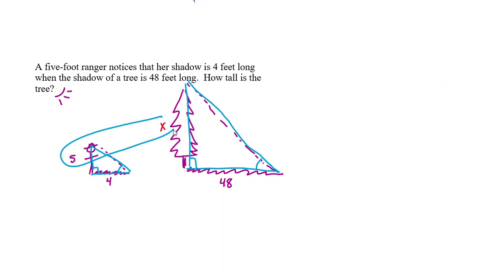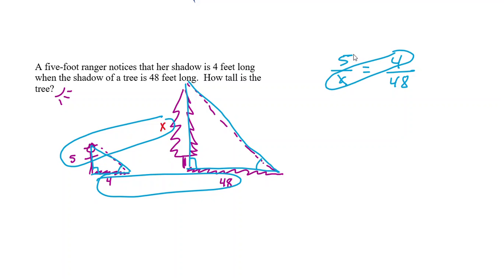And that's what we're going to do here. So we've got 5 matches up with x, 4 matches up to the 48, and so 5 over x equals 4 over 48. We would imagine x to be a little bit taller than 48. We will see. We'll cross multiply. 4x equals, let's see, 240 divided by 4. X equals 60, is that right? Yep, 60. So x equals 60.